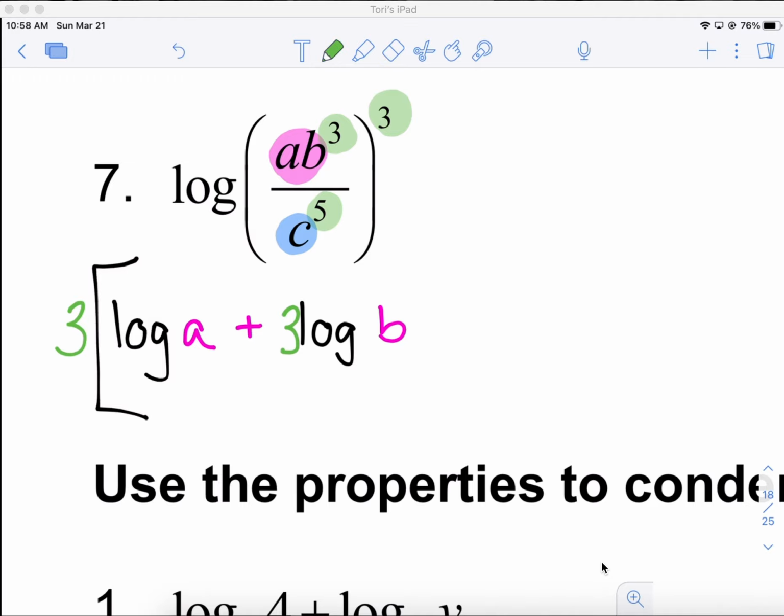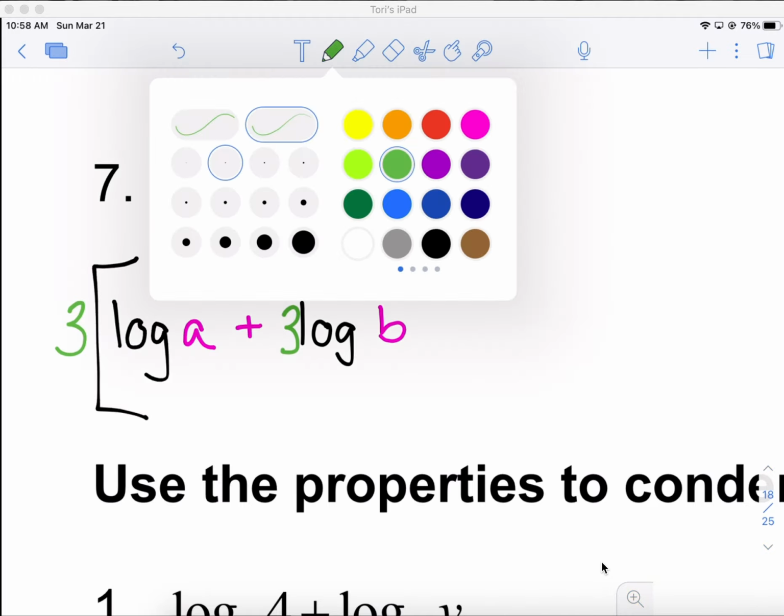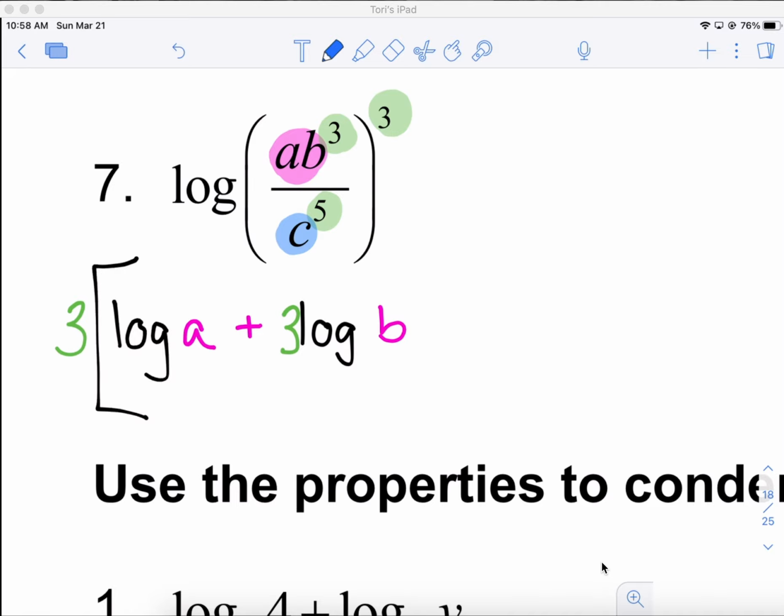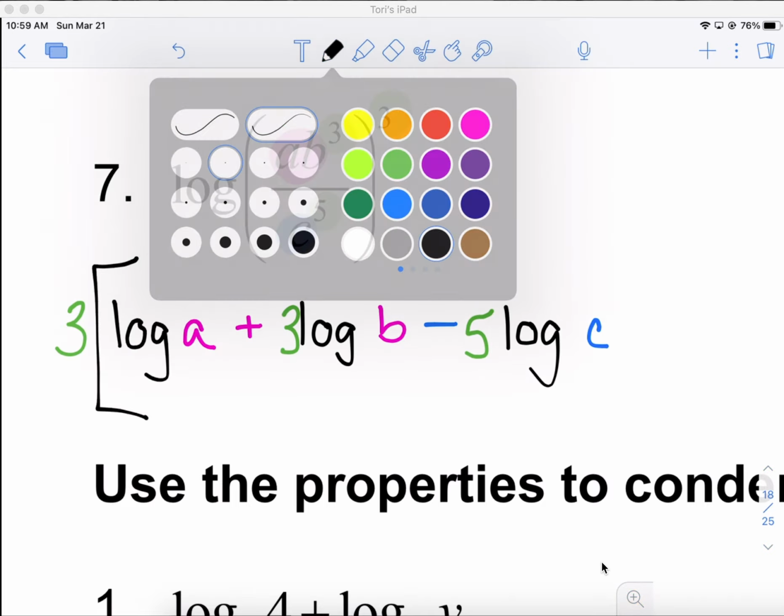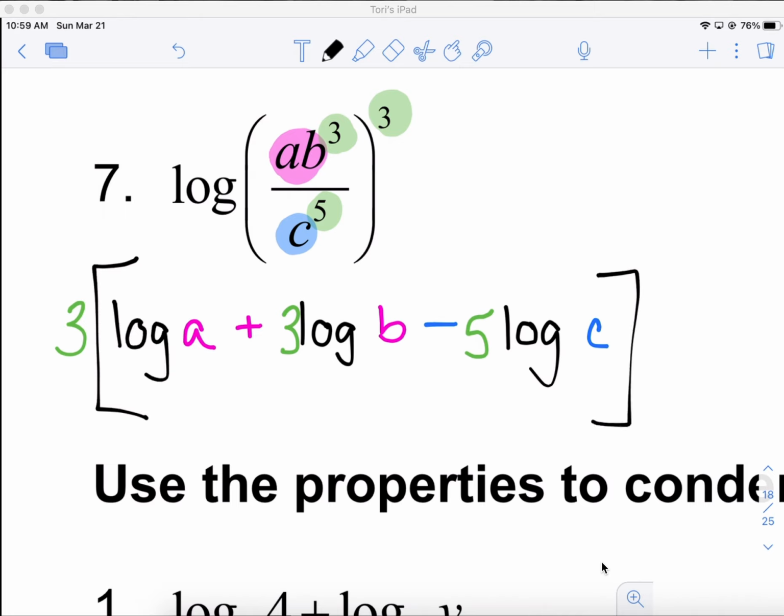All right, let's look at our next piece. Now that we have all of the top part, I can go ahead and switch to subtraction. So I'm going to subtract what's on the bottom. So I'm doing log of C, and then my C has an exponent, so I'm going to scoot this over just a little bit. And I'm going to put this 5 right here in front because it only belongs to the C. All right, once I have that piece done, now I can close out my parentheses. That whole thing is what was being raised to the 3rd power.